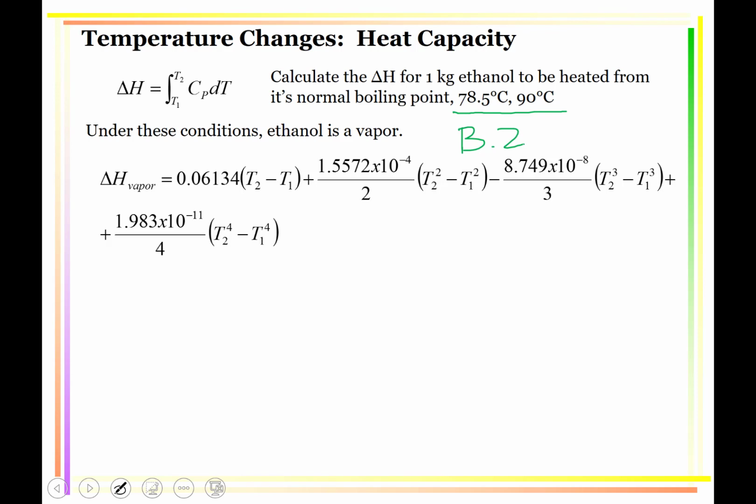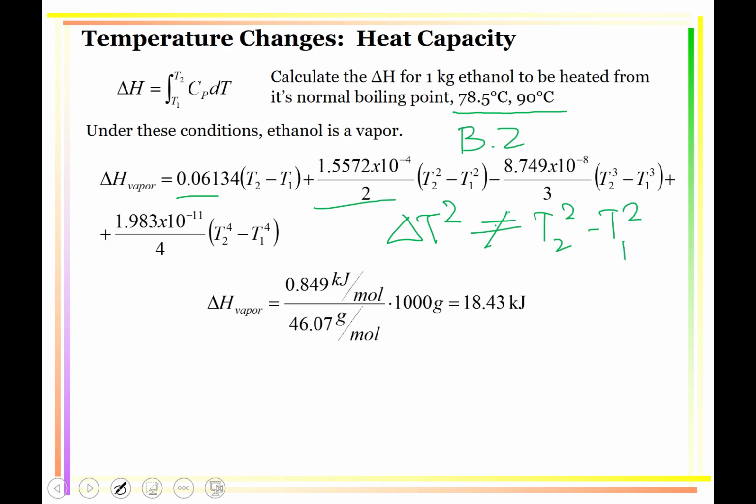One thing I want to point out is that delta T squared does not equal T2 squared minus T1 squared. You have to square the individual temperatures and subtract them. And you have to pay attention whether they ask you to do it in Celsius or Kelvin. Use Celsius or Kelvin, depending on what the table where you find these constants is. Okay? All right, and then we get rid of the kilograms, and we now have 18.43 kilojoules.